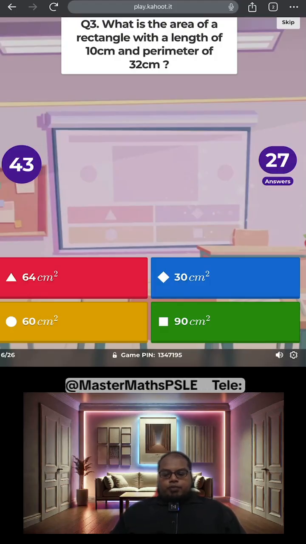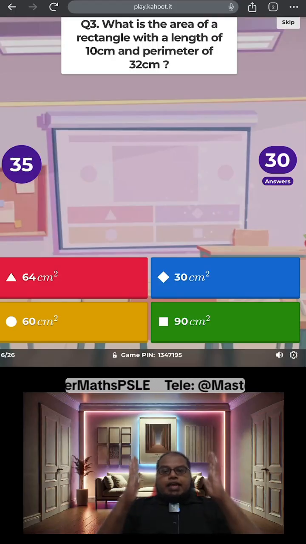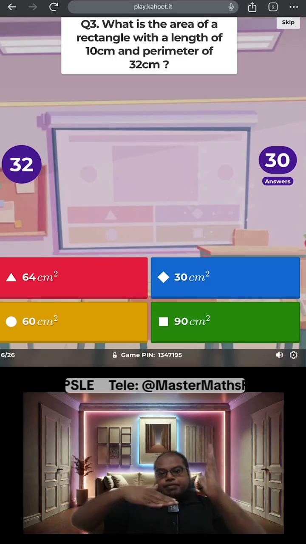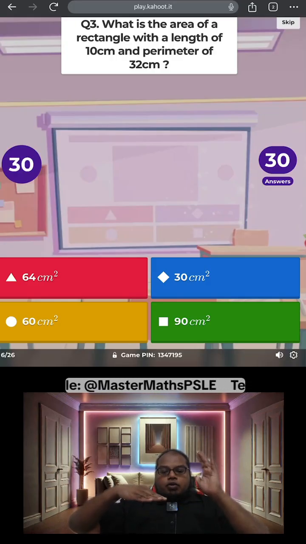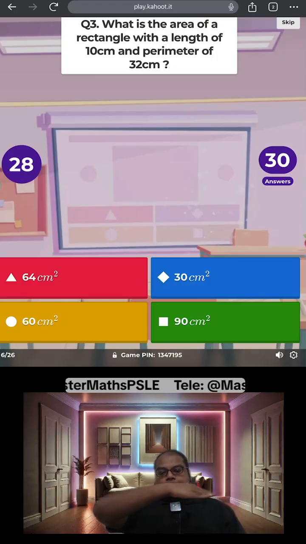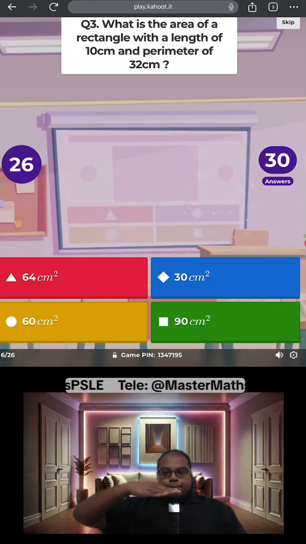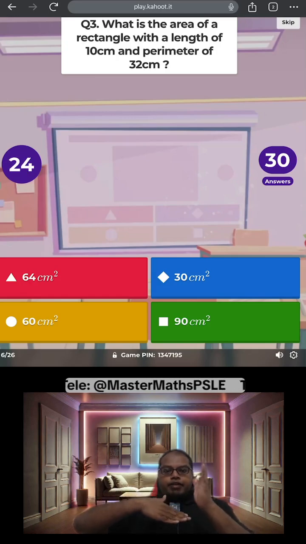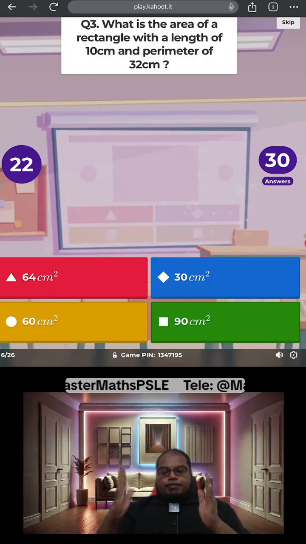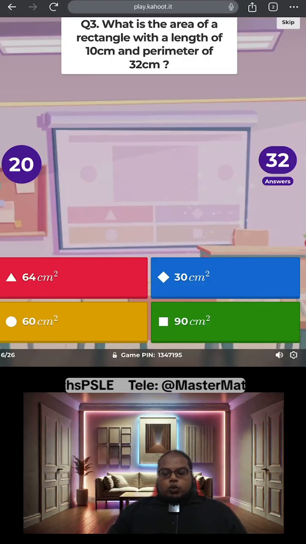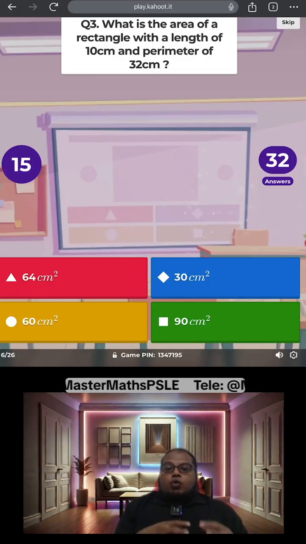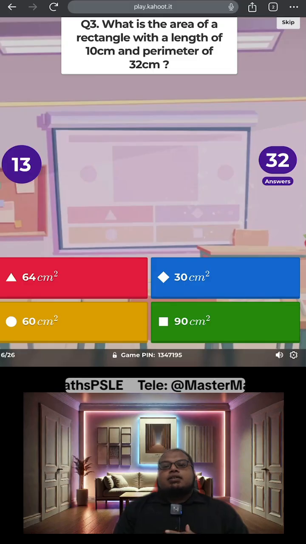So we got 43 more seconds. So remember, the rectangle, there's a length, there's a breadth, right? We already know that the length is 10 cm, but the length plus the breadth plus the length plus the breadth gives you 32 cm. Okay, but how do I find area? What do I need to find area?